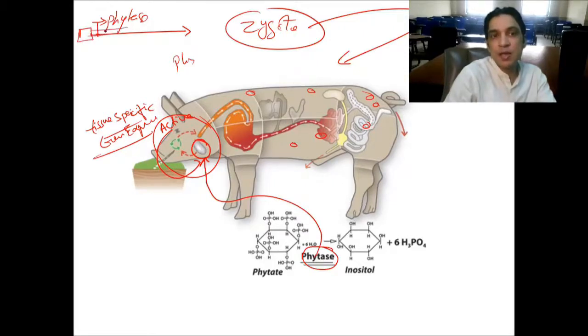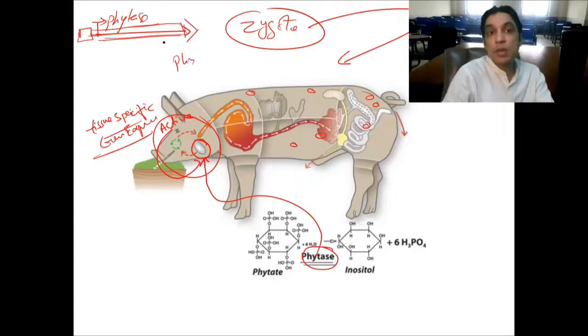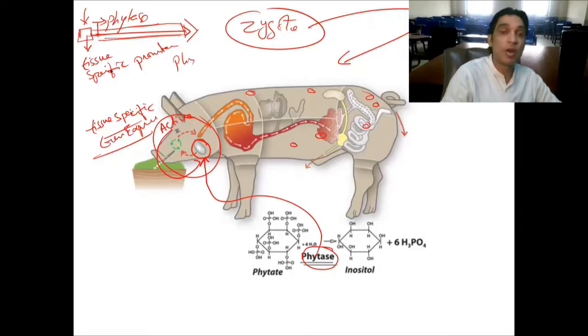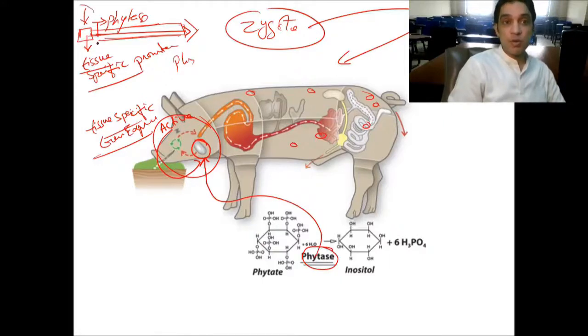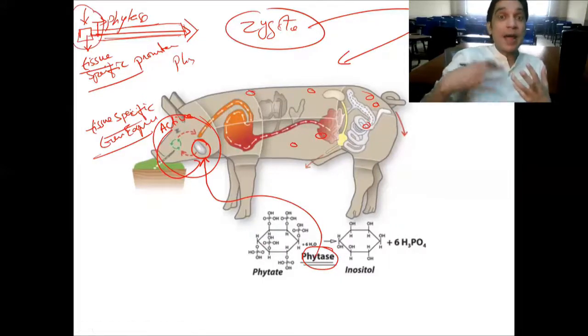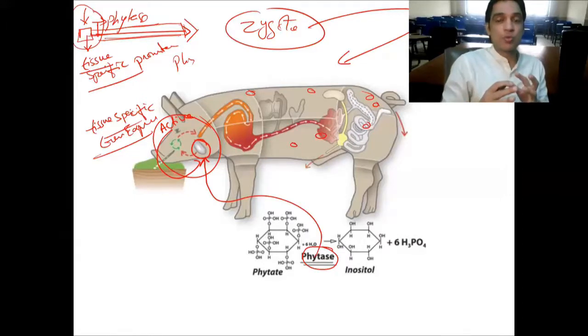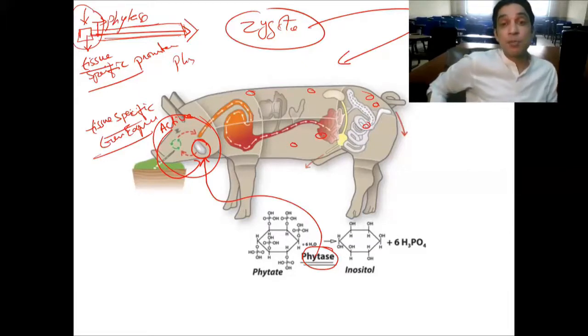So when they create the cassette for the phytase gene, they create the coding sequence of the phytase and they incorporate a tissue-specific promoter. I wish you would keep this in your head for a longer period of time. A tissue-specific promoter is a promoter which gets activated within a certain tissue, because it gets activated with a certain environment. And that is why it allows the expression of one particular gene in one particular tissue.